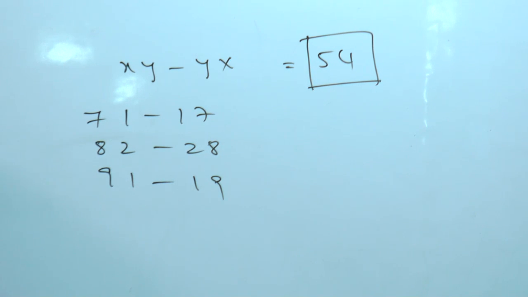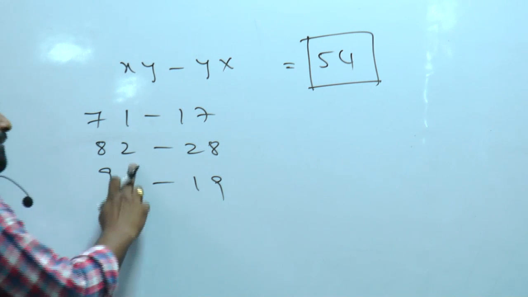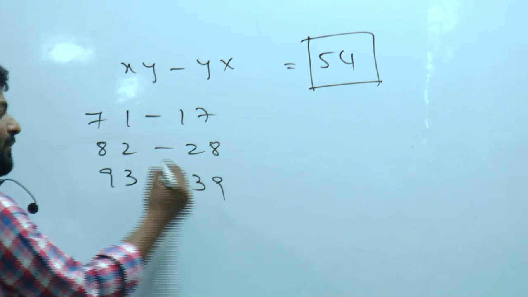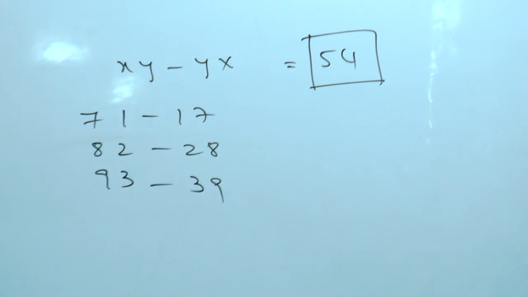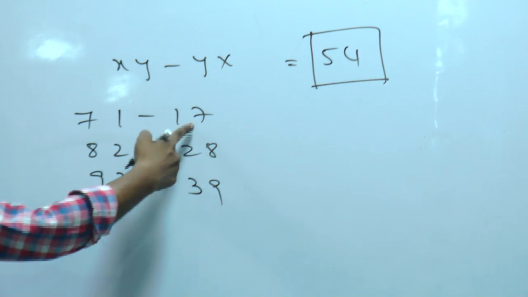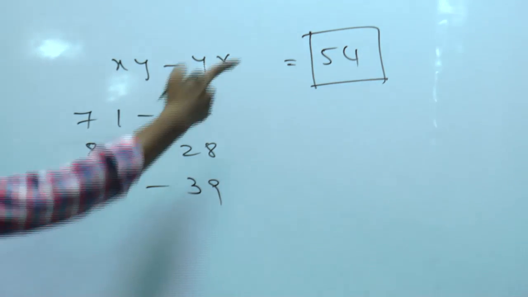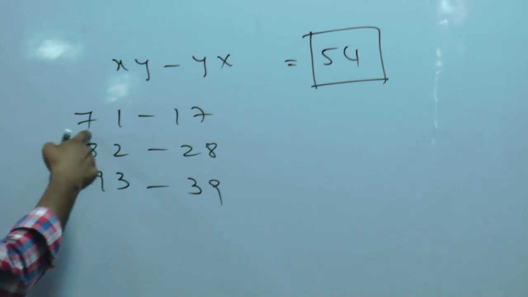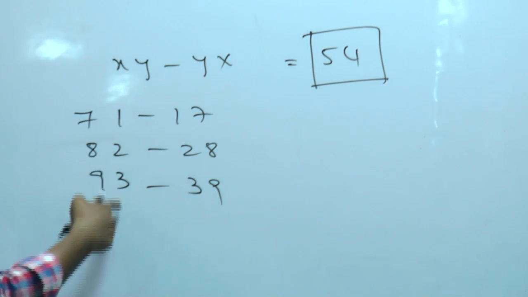Sorry, 93 and then 39. This is your original number, and if you interchange it, you'll get 71. Difference is 54. So why am I writing 71, 82, 93?